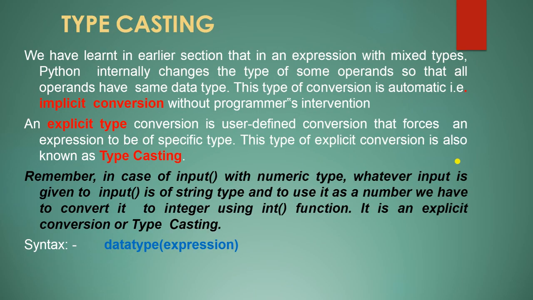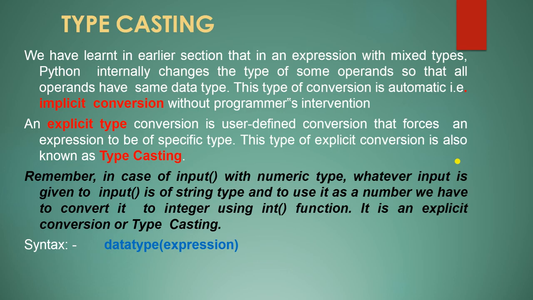So next is typecasting. Typecasting we also studied before. What is typecasting? That is implicit and explicit. I explained this in my previous video. You can check that also. So we have learned in an earlier section that in an expression with mixed types, Python internally changes the type of some operand so that all operands have the same data type. This type of conversion is automatic, that is implicit conversion. The programmer does not know about this conversion, it will automatically happen. So it is called implicit conversion. Explicit is user defined conversion, when a user forces an expression to be a specific type. So this type of explicit conversion is typecasting.